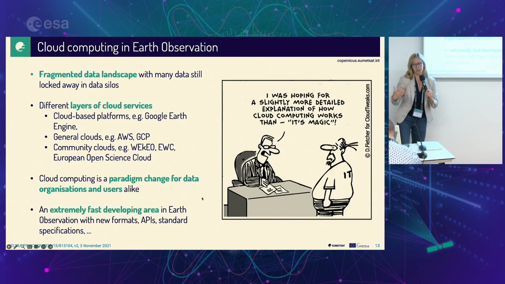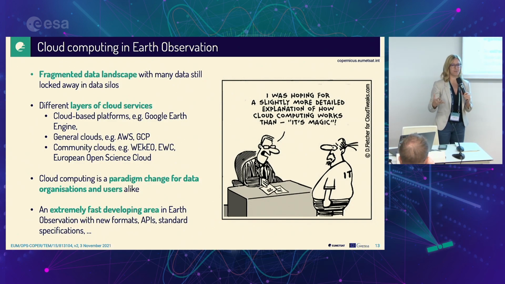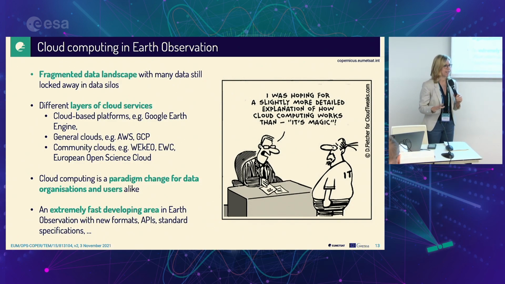So the current situation is that, from the user perspective, it's not always quite clear what to use. There's a big fragmented landscape. There are also different levels or types of clouds around, from more pure clouds like Amazon Web Services and Google Cloud Platform, but then also, in Europe, a lot of activity on community clouds like the European Weather Cloud or Wekio. Then there are also more platform approaches. You might have heard about Google Earth Engine or the Planetary Computer.